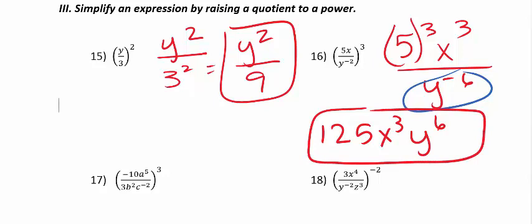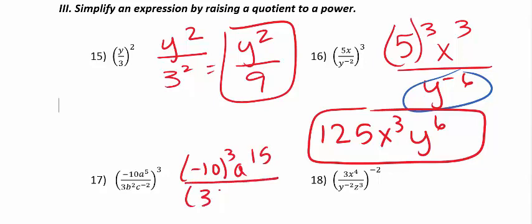Negative 10 all to the 3rd power. We can multiply 5 times 3 and get 15. And we're going to take 3 to the 3rd power. Multiply the powers on b, so 2 times 3 is 6. And multiply the powers on c, negative 2 times 3 is negative 6. We only have one negative power, and that's this one, so that's the only one that's going to move.